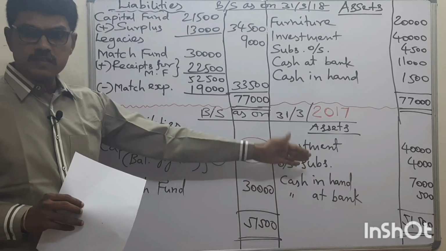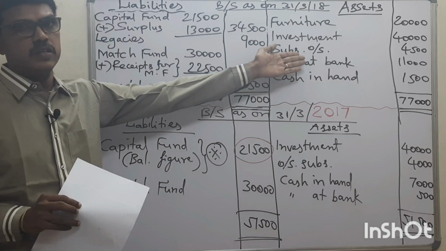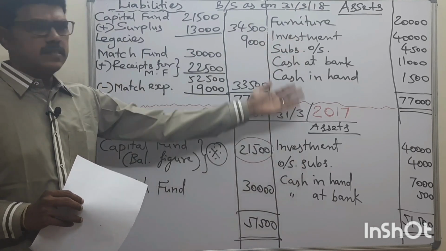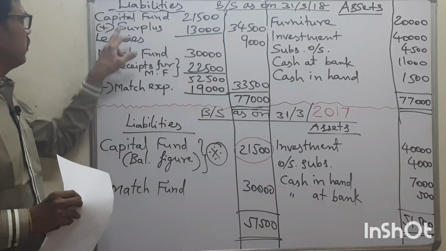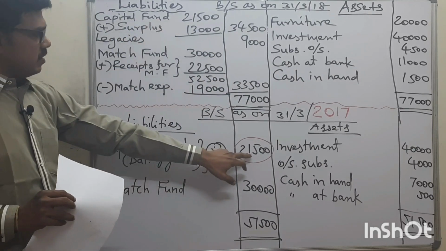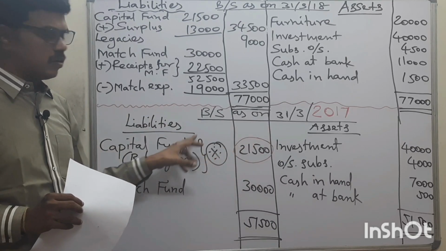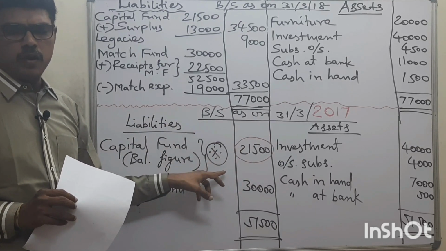Outstanding subscription, this is for the previous year. We should see what the outstanding subscription is for the current year. Similarly, cash in hand and cash at bank. Here, the capital fund we have transferred. That is why we prepared the opening balance sheet: in order to calculate the capital fund.